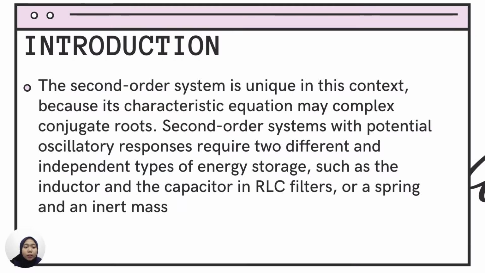Introduction. The second order system is unique in this context because its characteristic equation makes complex conjugate roots. Second order systems with potential oscillatory responses require two different and independent types of energy storage, such as the inductor and the capacitor in RLC filters, or a spring and inert mass.